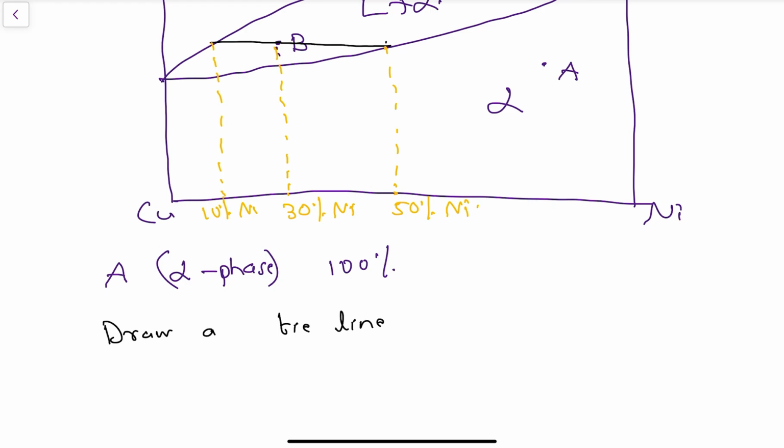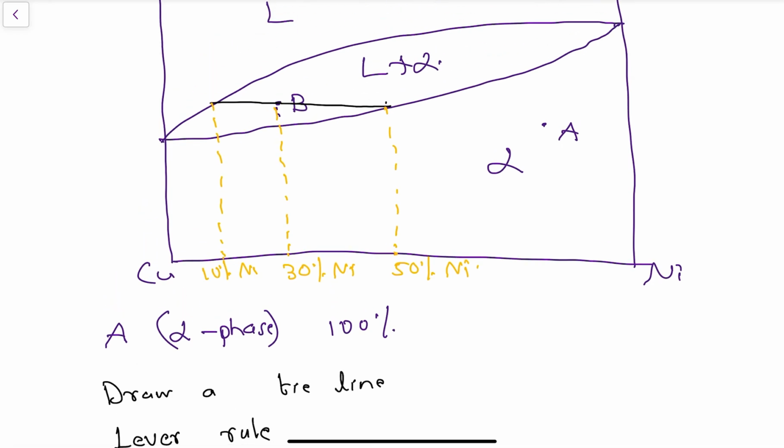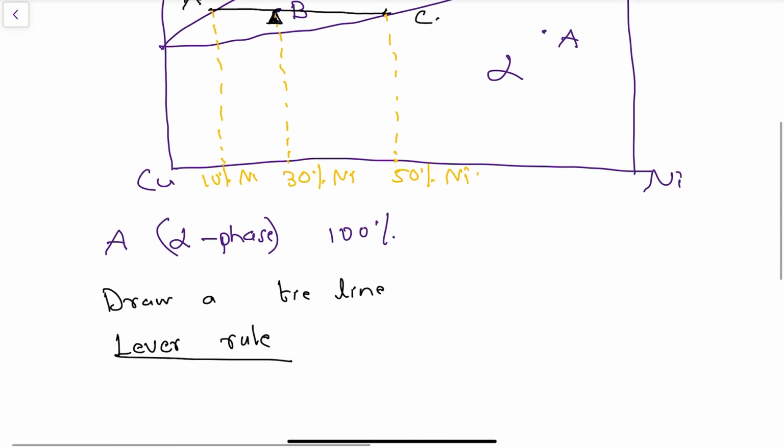Then I will make use of the lever rule. What is the lever rule? Here you can see that this is the lever. So I place a lever at this point P. Let these points be A and C.